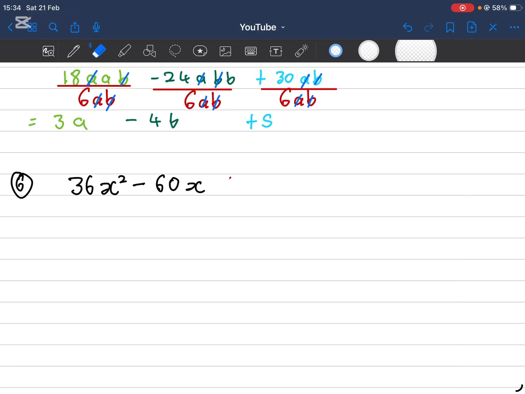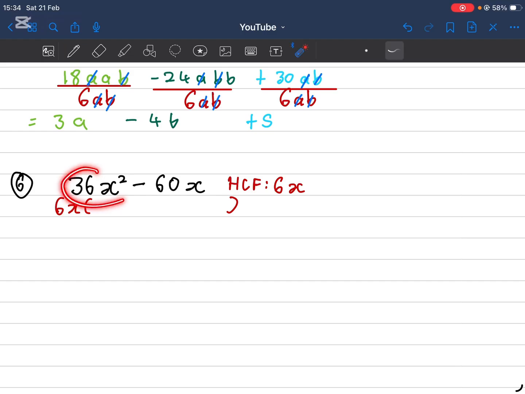Alright, so we're gonna continue with this one here. Now with this one we're going to find the highest common factor, and the highest common factor between 36 and 6 is going to be 6. And we also see that we have x's that are common, but there's only one x on the term on the right, so highest common factor is 6x. We'll put our 6x and open and close our bracket as normal.